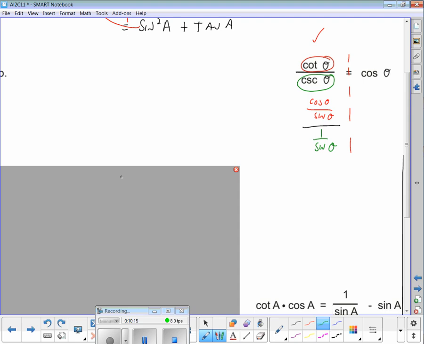So now I have cosine over sine divided by 1 over sine. Now again, remember the shortcut. If I flip this up and multiply, look where I end up. The sines divide out, and indeed the left side is cosine theta equaling the right side of cosine theta. And that's it, if you went that route.